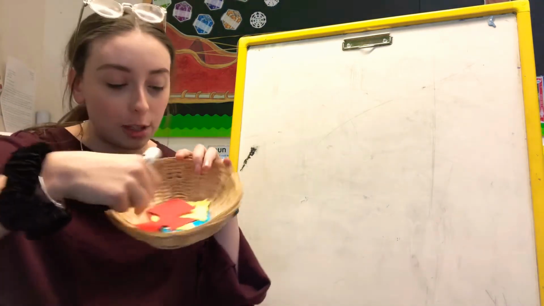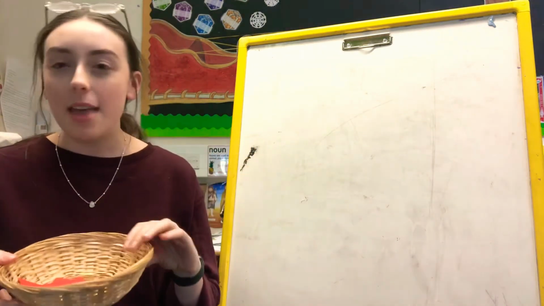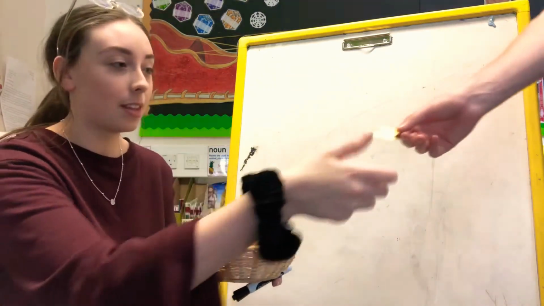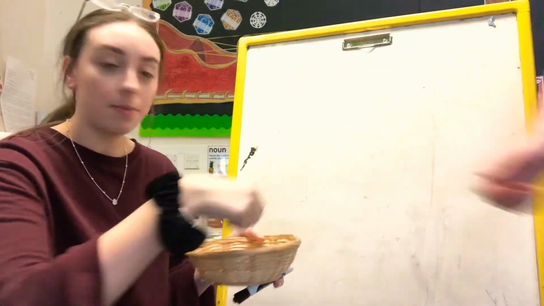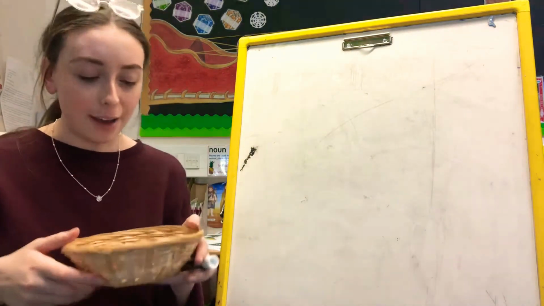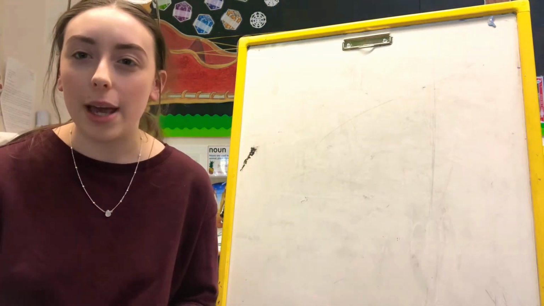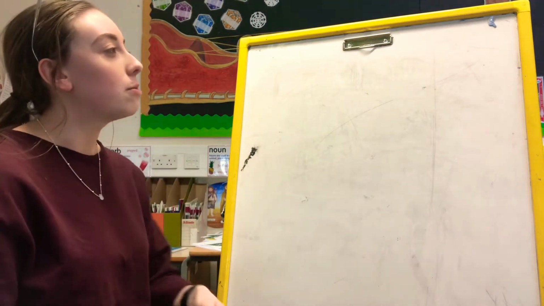Can you see all my sweeties? I've got loads, haven't I? And then Mr. Harry comes along and he gives me 3 more. 1, 2, 3. Thank you, Mr. Harry. So I have a lot of sweets now, don't I? How can we show this in a number equation? We've done some number equations, haven't we?